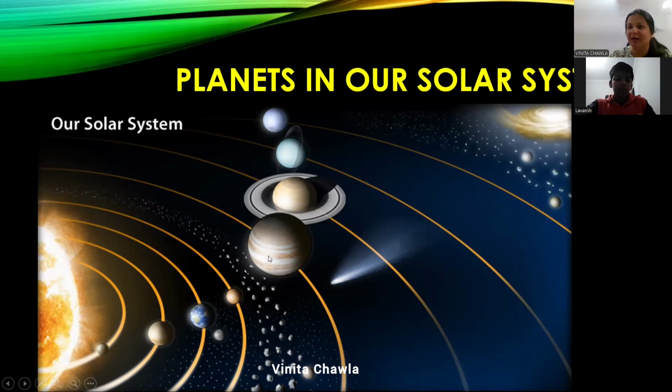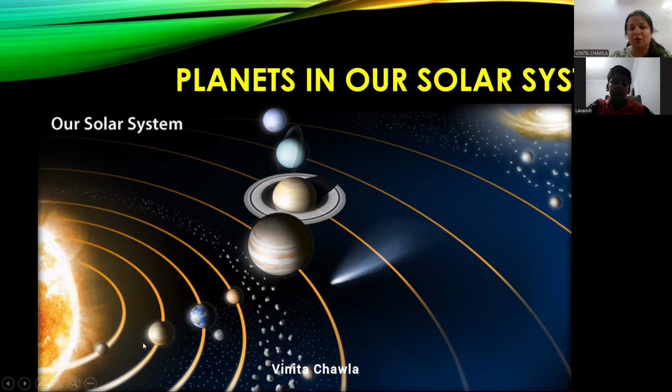Jupiter is the largest planet. And then we have Saturn, Uranus, and Neptune. We can see rings around Saturn. We can also see rings around Uranus. And there is rocky material. You can see pieces, and all these pieces also revolve around the sun like planets revolve. They are called asteroids. And they lie between the orbits of Mars and Jupiter, we can see.